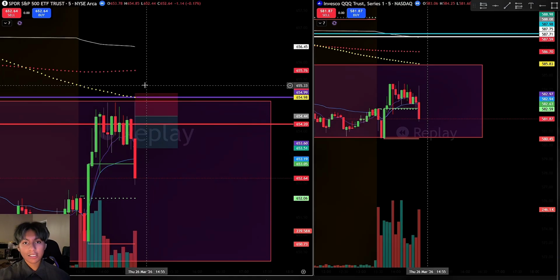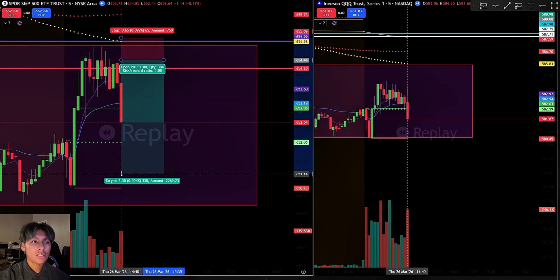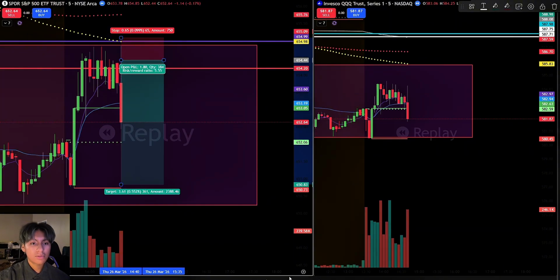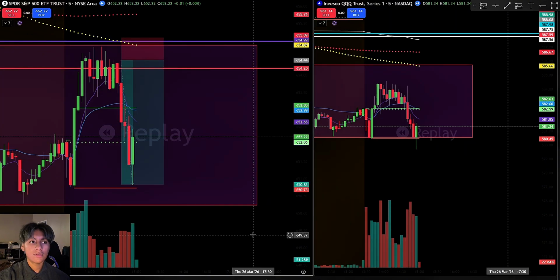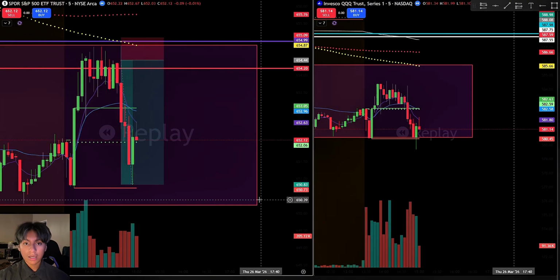From yesterday, we were getting rejected off that 655 mark, and I used that for today's confluence. We also got rejected off the 665 mark today. This trade was over a 100% trade on the SP500, bro. Absolutely beautiful. It played beautifully, and this is how you trade the war market, bro.